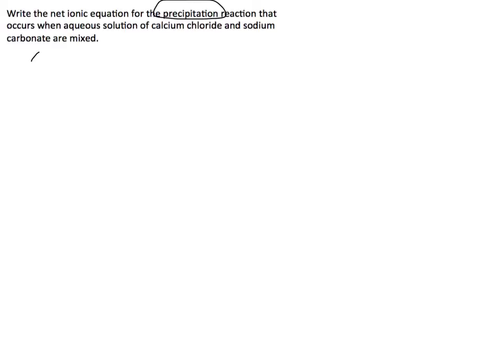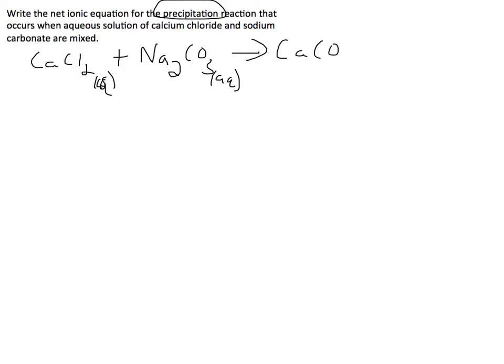So if we write out what we have, calcium chloride, which is aqueous, sorry, it says aqueous, plus the reactant sodium carbonate, so we have Na2CO3, that is also aqueous. And in a precipitation reaction, we just switch the cations and anions, as we have done before, and so you're going to get calcium carbonate plus sodium chloride.